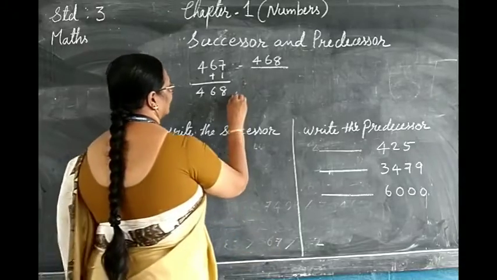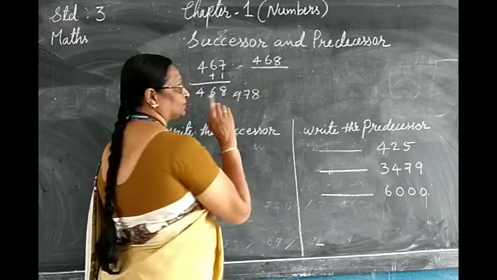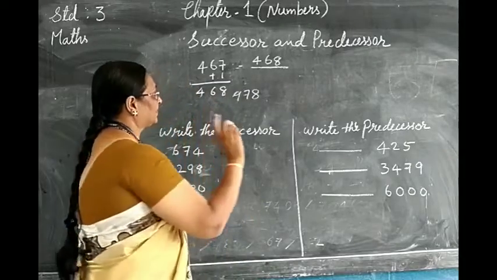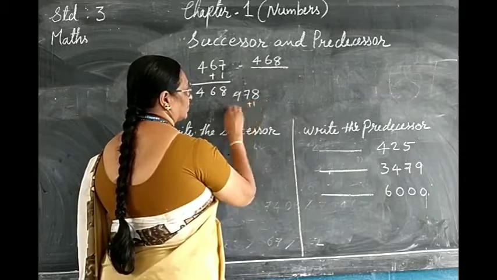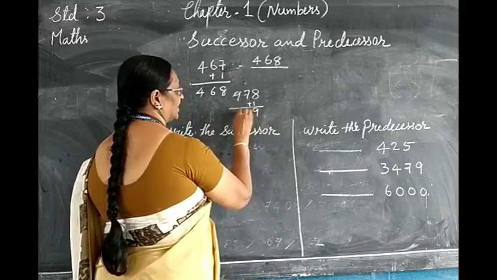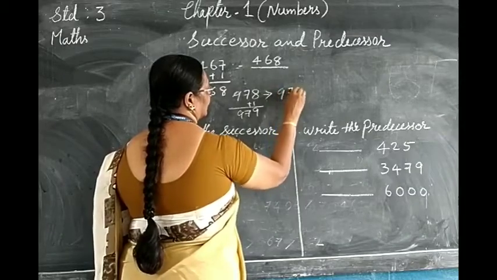Then tell me, 9, 7, 8. What is the successor of this? We have to add 1. Okay, we have to add 1 to the ones place. We are getting 9, 7, 9. So the successor of this number is 9, 7, 9.